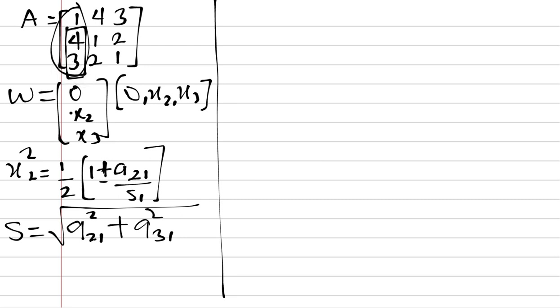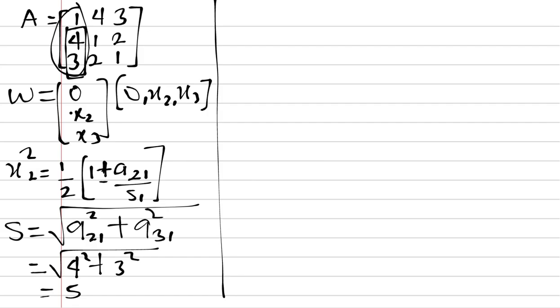Just note that. So that means our s here is going to be what? Square root of what? 4 squared plus 3 squared, and that will give us what? 5. Are you seeing that now? 4 squared is 16. 16 plus 9 is 25. Square root of 25 is 5. Are you seeing that now? I have gotten my s.